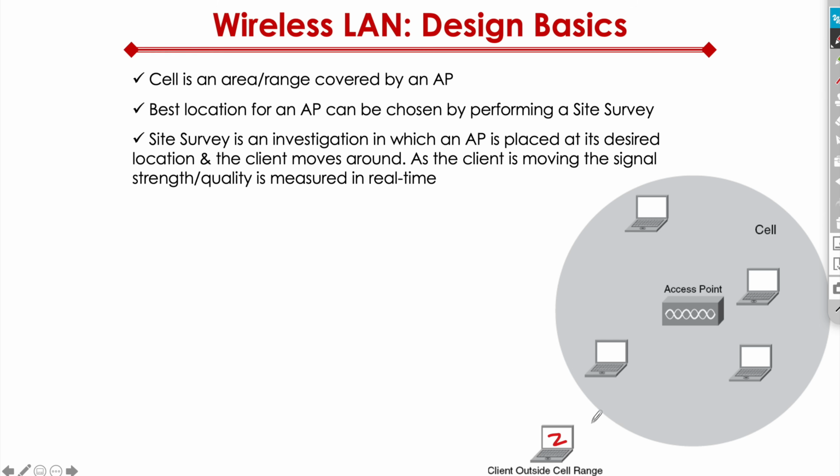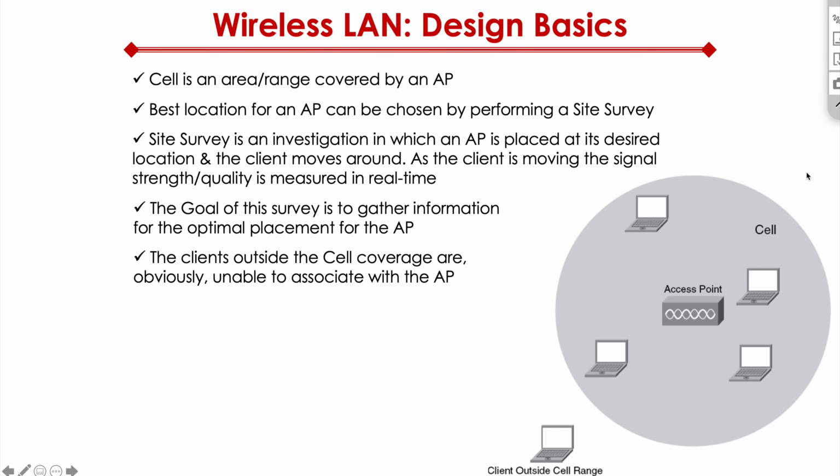As you can see at the bottom of your screen here, this guy Z is outside the range of this access point. So if the wireless signals are not getting to this Z guy, it's not going to be able to connect. So we would want to find the most optimal place for the access point. The clients outside the cell coverage, at the risk of stating the obvious, are unable to associate with the access point, right? Because they're not getting the signal.